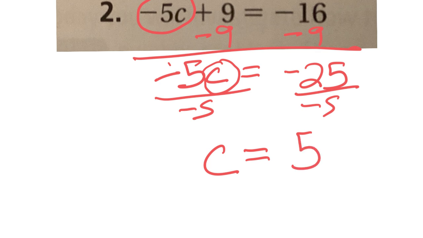So let's see if that's correct. Negative 5 times 5 plus 9. When I do the negative 5 times 5, that's negative 25, plus 9 takes me to negative 16. It checks out. Good to go.